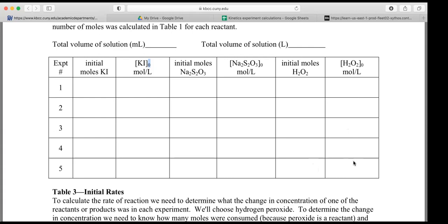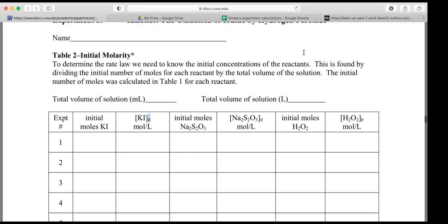Now, the reason we need that is that when we do kinetics calculations, we use what's called the method of initial rates. In the method of initial rates, you put in initial concentrations that are known, and then you watch what happens to the reaction. You measure how fast the reaction proceeds. So what's happening in this table is we're figuring out what the initial concentrations are. Let me show you here.